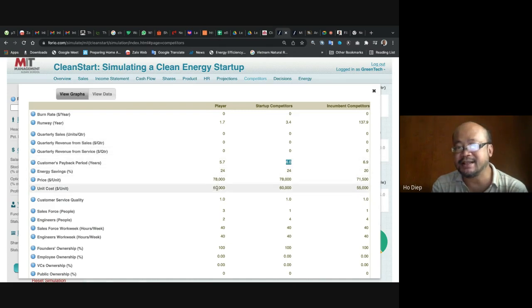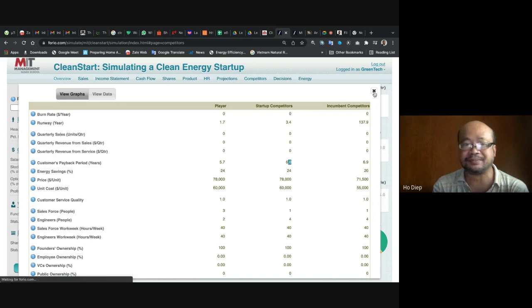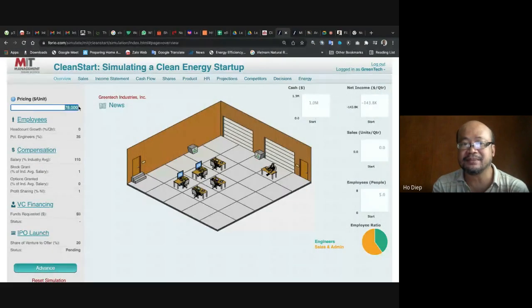Our unit cost is $60,000 US. Since our technology is better than our competitors', we can price them similarly. Our competitors are pricing at 78, so we price it the same. We know our equipment is better than theirs because the customers can pay back the money they invested within 5.7 years, whereas our competitors take up to 6 years or so. So our equipment is still superior to them. So we price it at $78,000 US, but now we need to minimize the cash burn rate so that we can survive until we sell some of our products.